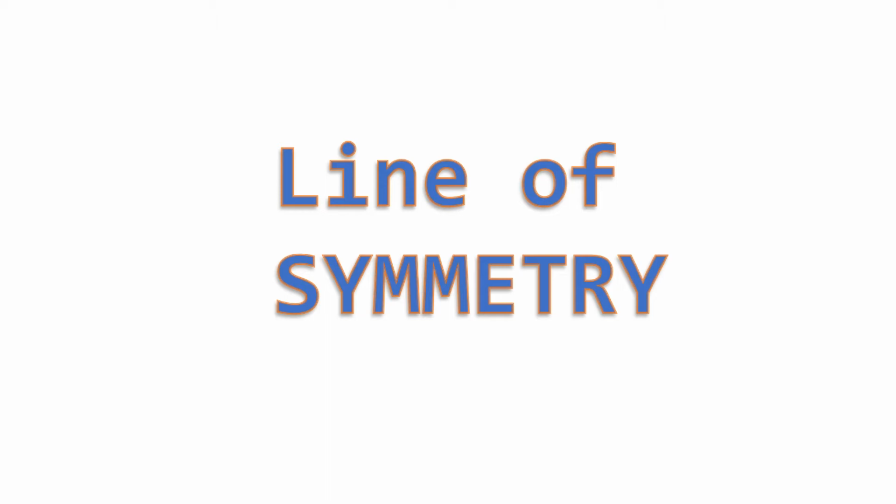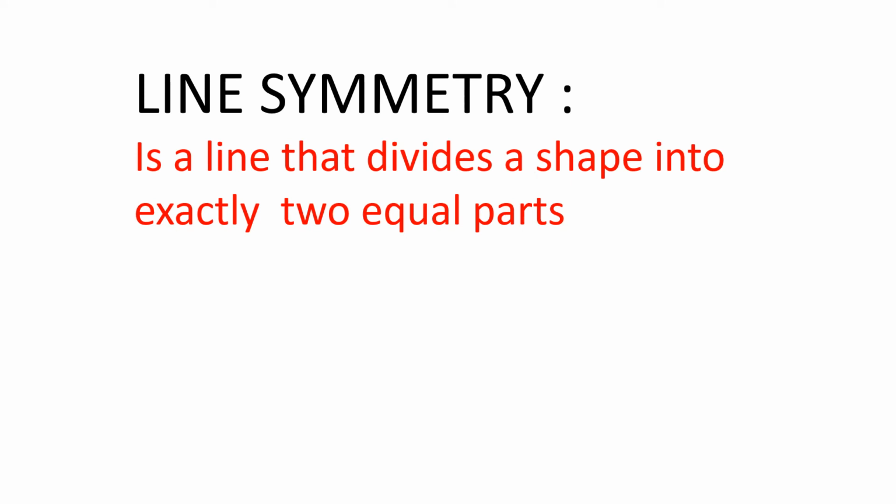Our lesson today is about line of symmetry. Let's firstly know what the meaning of line of symmetry is. A line of symmetry, guys, is a line that divides the shape into exactly two equal parts. So if there is a shape and you draw a line exactly in the middle of that shape to divide it into exactly two equal parts, that line will be a line of symmetry. Let's take some examples to show what I mean.